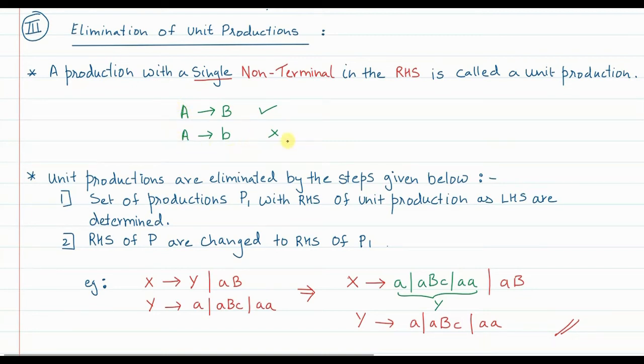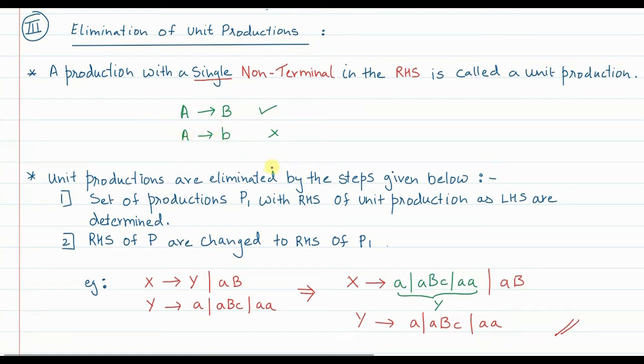But if you see the second one here, on the right hand side of this production there is a single small b. However, that small b is a terminal, and as a result this production cannot be called a unit production, because the definition clearly says a production with only a single non-terminal on the right hand side. Whereas here on the right hand side you have a terminal, small b, so you cannot call this a unit production.